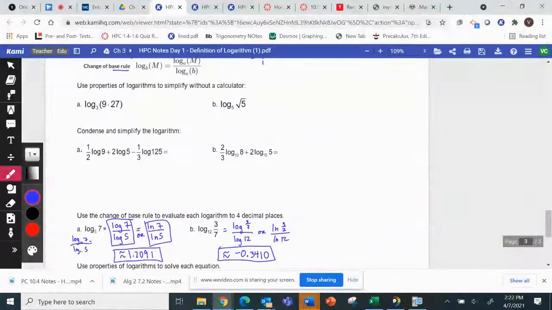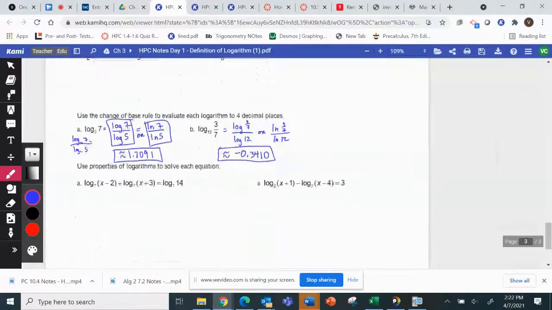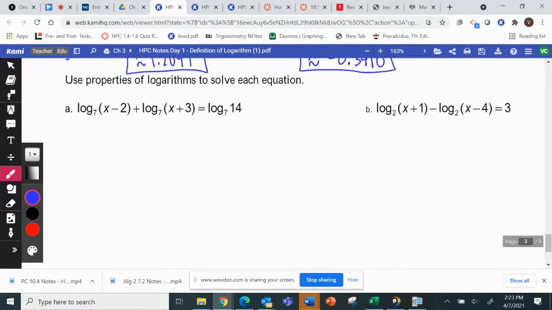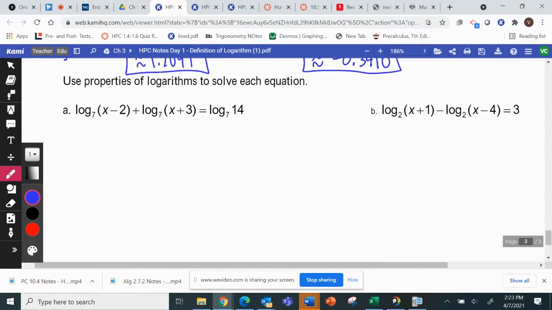I am skipping these examples for next class, and I'm just doing these last 2 examples because this is what the assignment's going to look like. This is all we're going to use the properties for today, is solving these equations. We'll do more with properties next time because those get confusing.